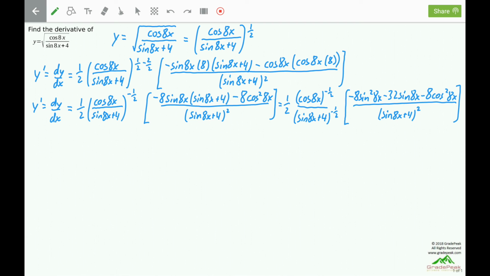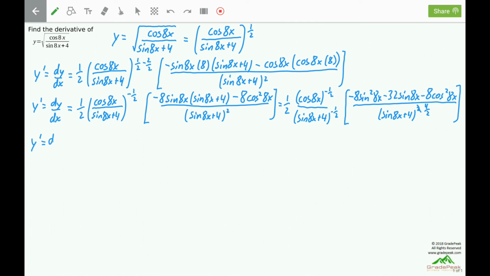What I'm going to do with this, though, is that sine of 8x plus 4 quantity squared in the denominator, instead of writing it as a 2, we can rename it 4 halves. Now, you might wonder, why do we do that? Well, we have fractions multiplying each other. When we multiply the fractions, we multiply all the numerators, that's all this stuff multiplying each other, and we multiply the denominators. We're now going to do that, so we can write this as a single fraction.